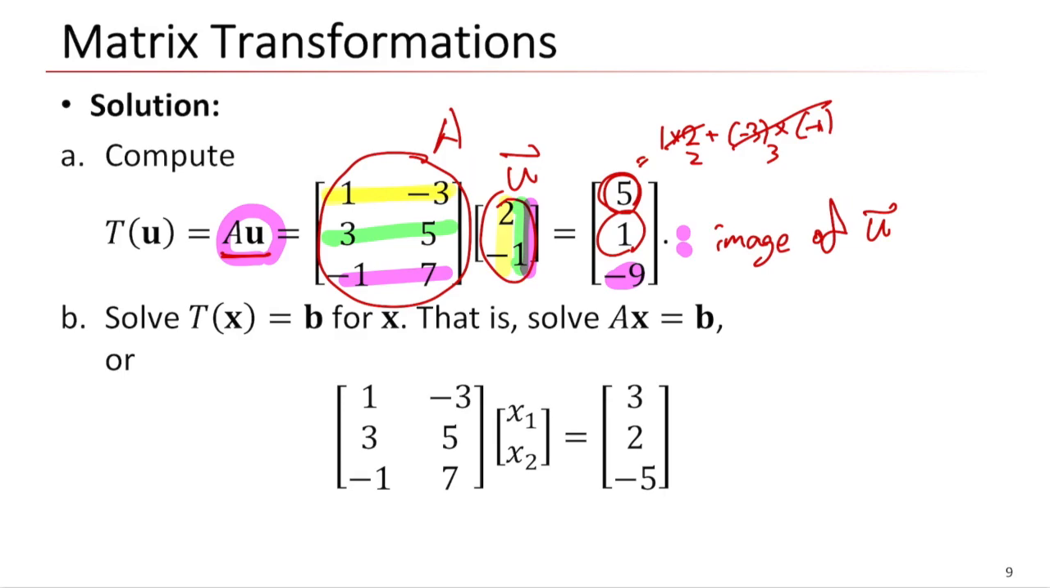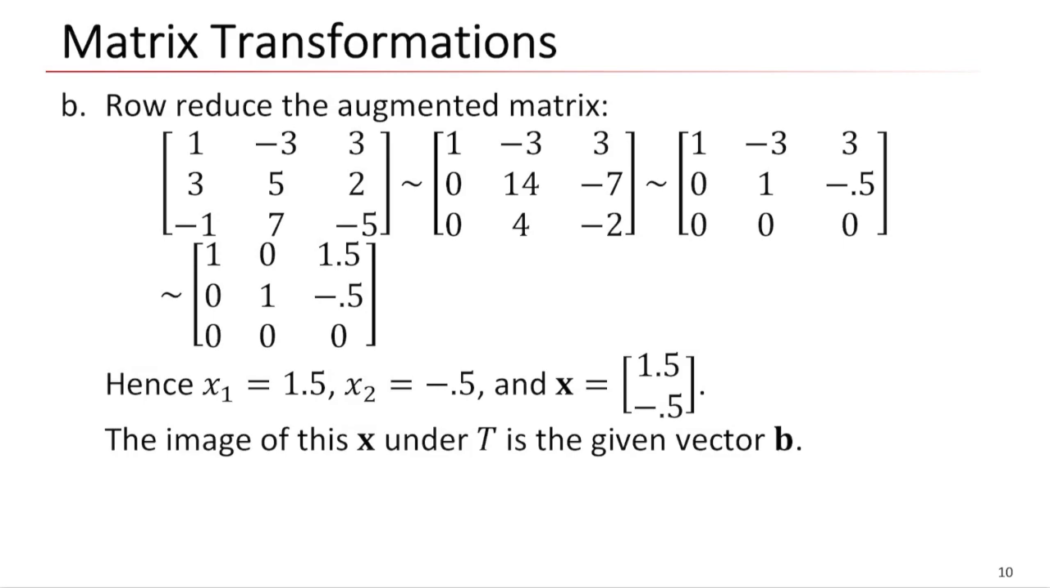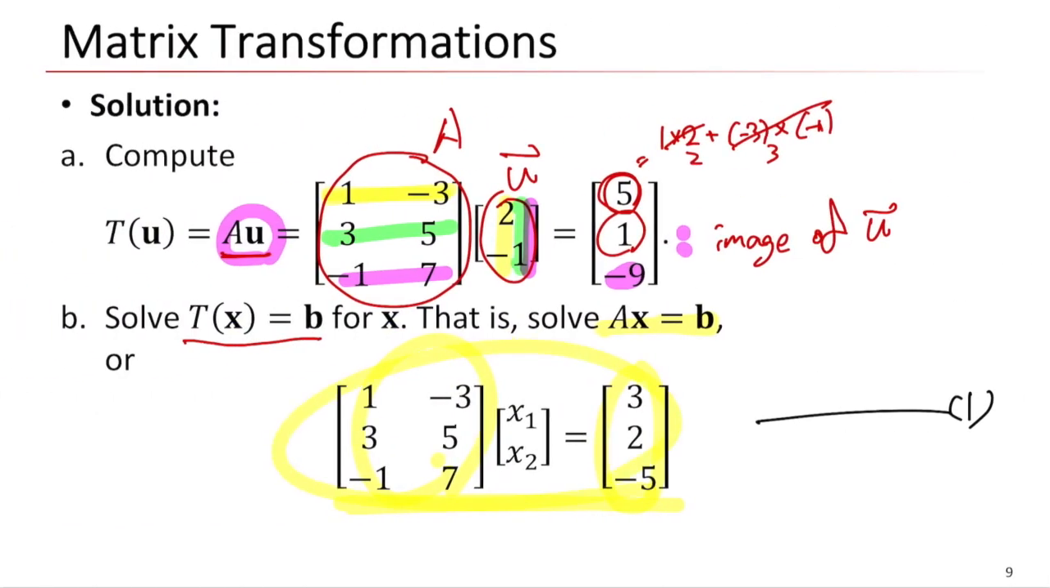Okay, so the second question was to solve AX equals B, right? Because we already know the vector B and we have the vector A. Then how can we solve this? Okay, let's say this is equation 1. First of all, we have to find the augmented matrix of this system and then reduce it into the echelon form or the reduced echelon form, right? So this is the augmented matrix of this system.